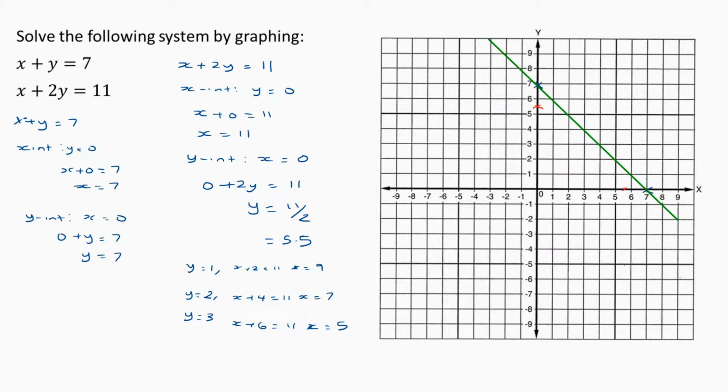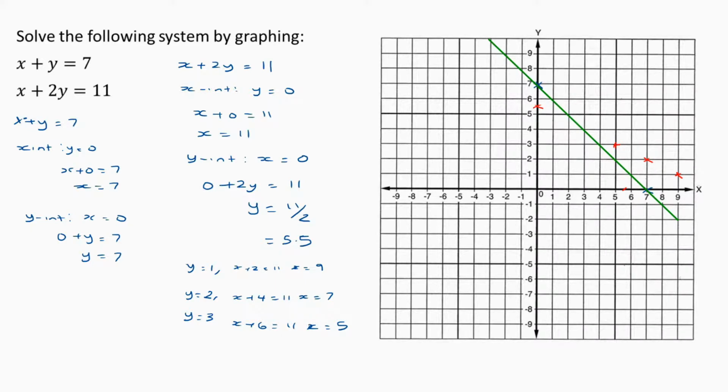So now we have several points we could use. We have the point x equal to 1, y is 9, so we have that point right there. X equal to 7, y equal to 2, we have that point right there. X equal to 5, y equal to 3, so we have this point right here. So now we're going to draw a line that joins those points together.